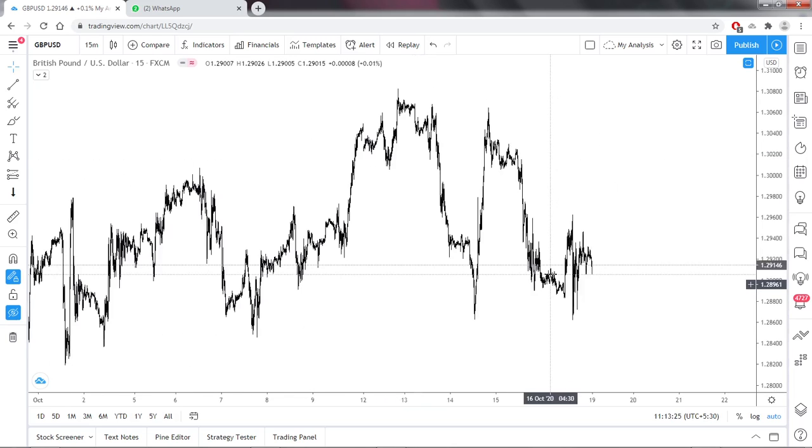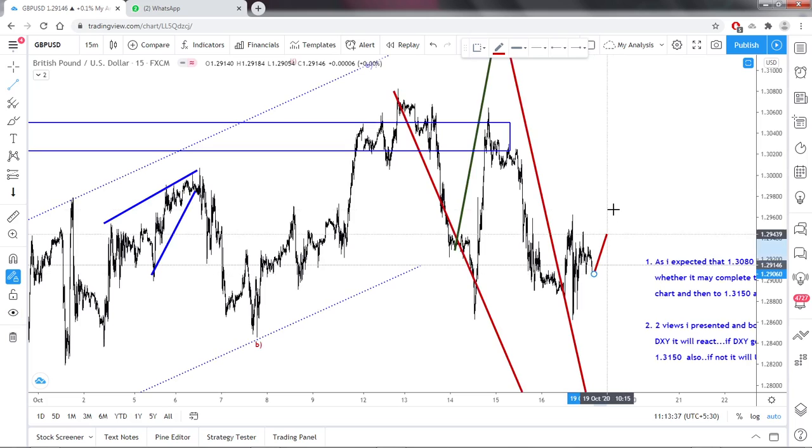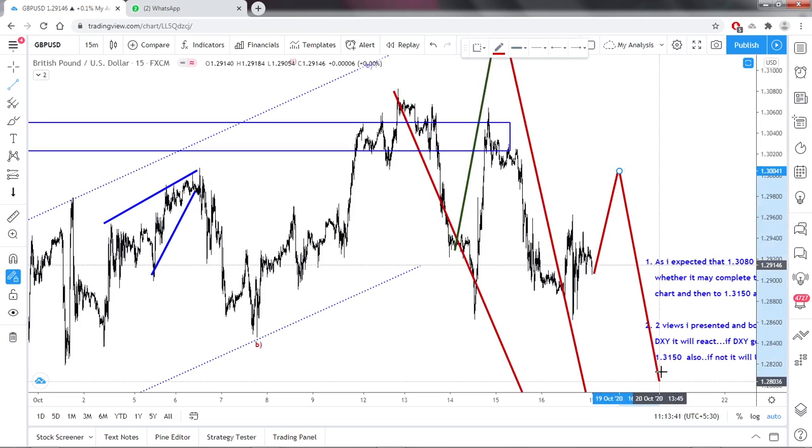So for the impulsive wave, it's not looking like a correction. So for this impulsive wave, we are in the correction. So here also it's looking like one more 5-wave pattern. So what it will do here is, again it will do like this, and again it will come down.